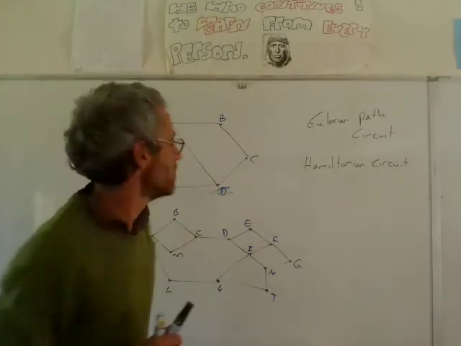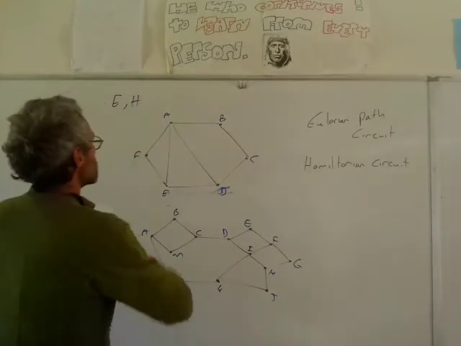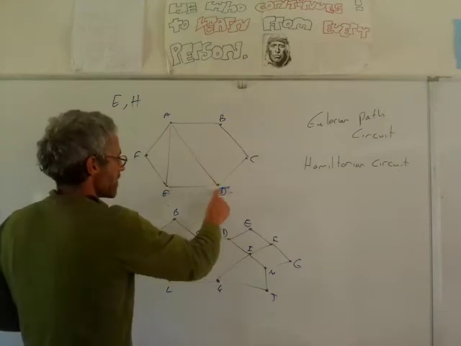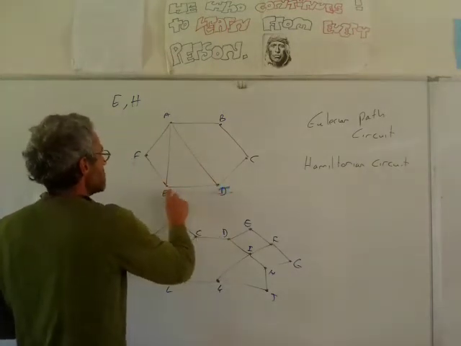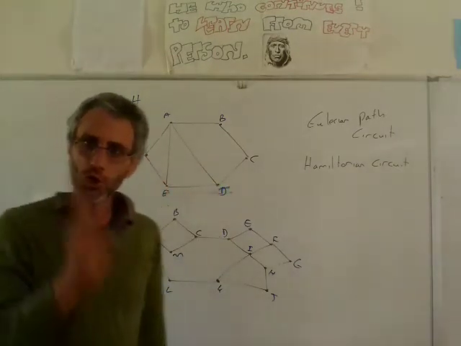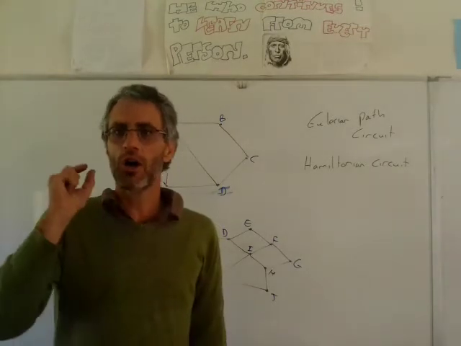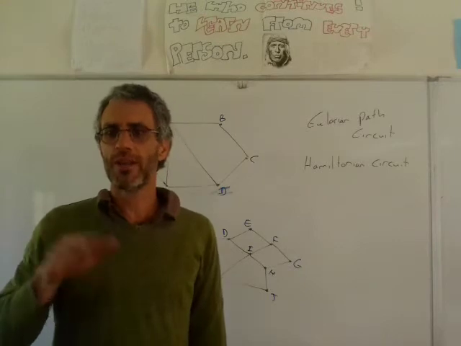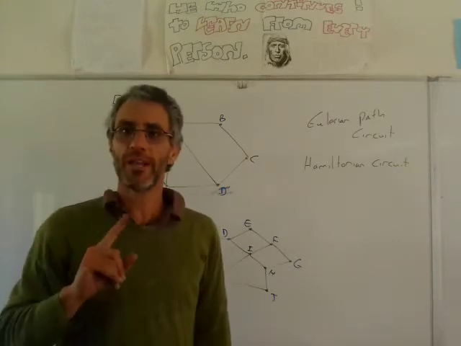Eulerian circuit? Let's have a look at the degrees. I've got 4, 2, 2, I've got a 3 here, and a 3 and a 2. So I've got 2 vertices that are odd degree. Therefore, I definitely can't do an Eulerian circuit, but I can do an Eulerian path.